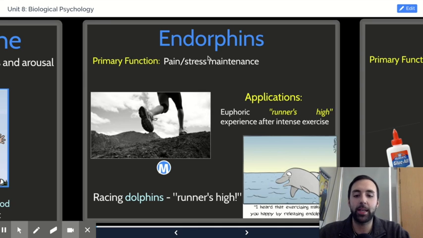When I look at the word endorphins, I think of racing dolphins. That's just what I always picture. And if a bunch of dolphins have to race, particularly long distance, let's say cross-country racing, perhaps they have endorphins active in order to alleviate some of that pain and strain on their muscles.